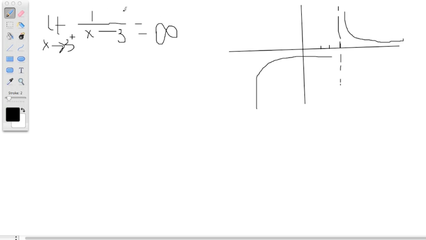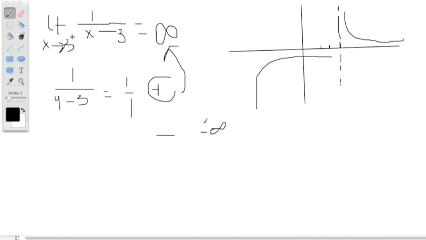What you do is you plug 4 into 1 over x minus 3. So we could say 1 over 4 minus 3, which gives you 1 over 1, which is positive. So you know it would be positive infinity. If this number, when we plugged it in, equaled a negative number, then the answer would be negative infinity. Okay, so I'll hand it over to her for some more examples.